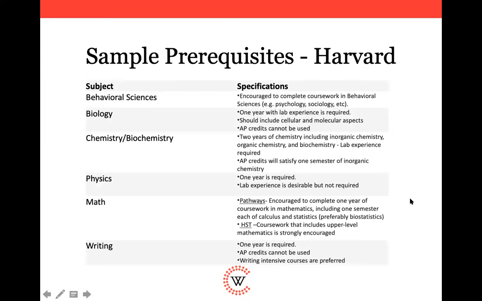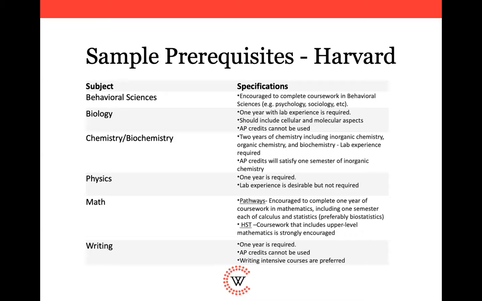Just for fun, I put in Harvard as well. So a little bit different. The behavioral sciences, the psychology and sociology, they are encouraging you to complete that, but it's not necessarily required. We often require it because it's on the MCAT, and we find that's helpful for our students. Biology, 1 year lab experience, and then chemistry and biochemistry, 2 years of chemistry, including organic, physics, 1 year math.